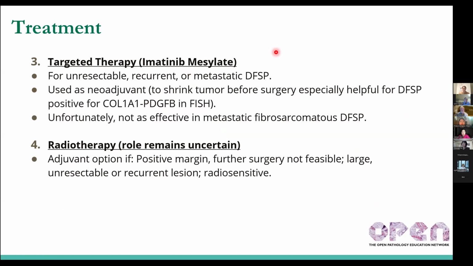We'll talk a little about targeted therapy, imatinib mesylate. It is used for unresectable, recurrent, or metastatic DFSP. It is usually used as neoadjuvant therapy to shrink the tumor for surgery, and is especially helpful for tumors that are positive for COL1A1-PDGFB in FISH. Unfortunately, this is not as effective in metastatic fibrosarcomatous DFSP.